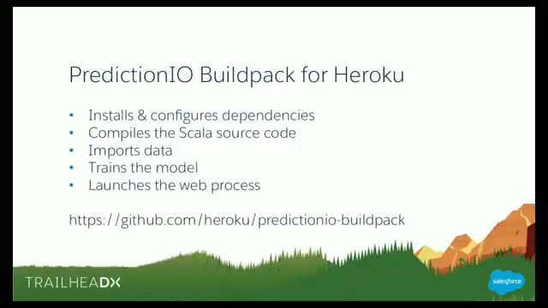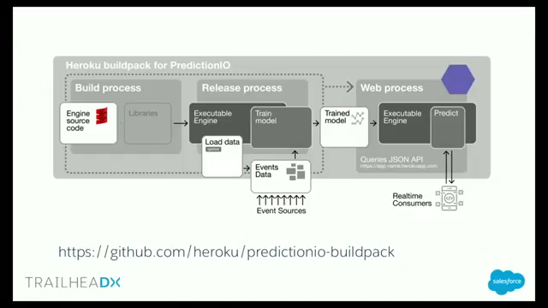So this build pack helps us install and configure dependencies, compile the Scala source code, import data, train the model, launch the web process. This is a whole workflow, which is better explained in this diagram. So you can see a more detailed version of this on the Prediction.io build pack GitHub repo. I highly recommend, if you have any questions, want to dive deeper, basically everything I talk about here today is linked through that build pack repo.